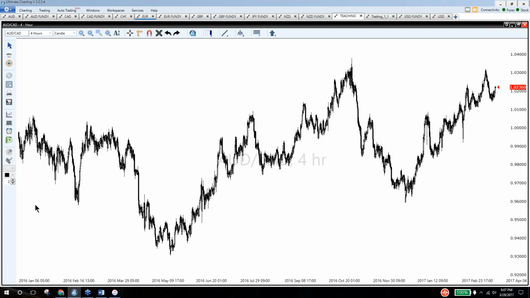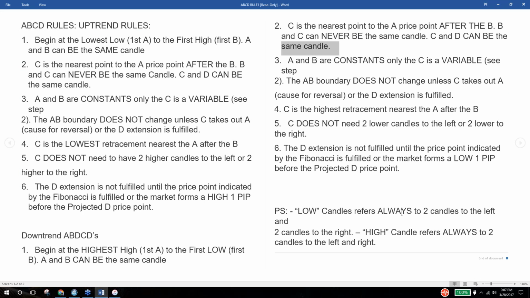So if you take a look at any currency pair, any time frame, we're going to be following the same methodology. I've shared a document with you all, this document that I've written up. This is my own personal write-up of the ABCD rules. And what this contains inside is a very detailed explanation of the ABCDs.